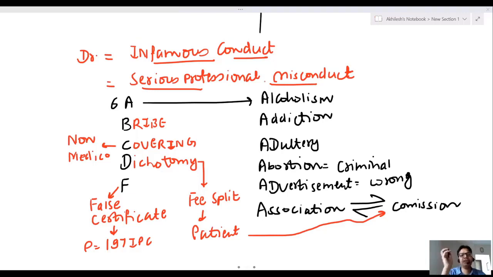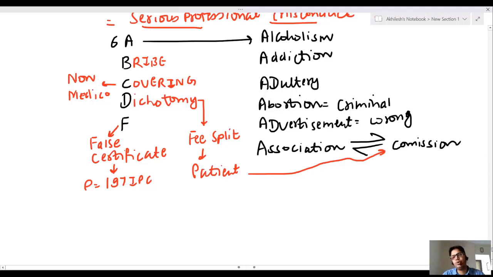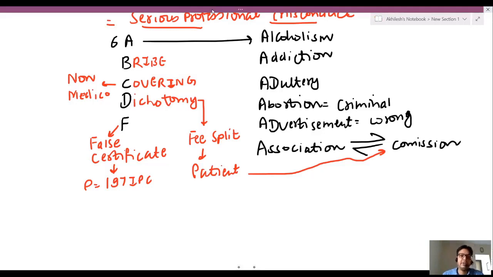or serious professional misconduct. Alcoholism, adultery, addiction, abortion, advertisement, association, bribe, you are covering a non-medico. Dichotomy means you are splitting the fee of the patient, or giving commission to the patient, or to the diagnostic company. And making a false document is 197 IPC. You are taking and giving commission.